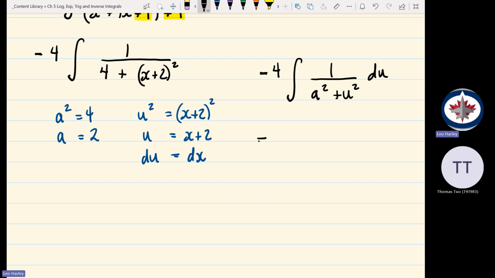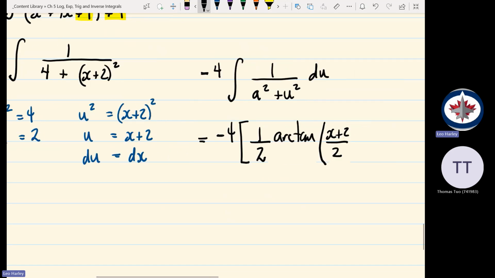It's going to be equal to minus 4 arctan. Oh, I forgot something. Yeah, it's going to be minus 4, 1 over a. A is 2. Arctan. And then the u value is x plus 2. And the a value is 2.